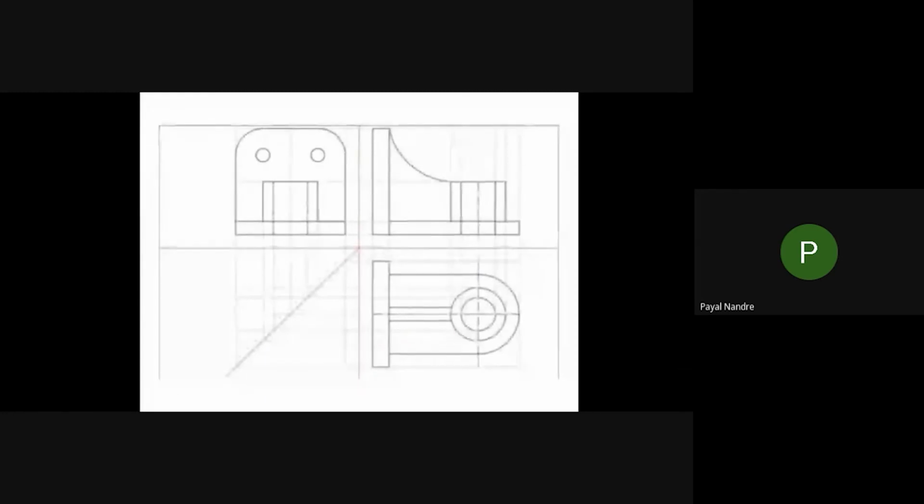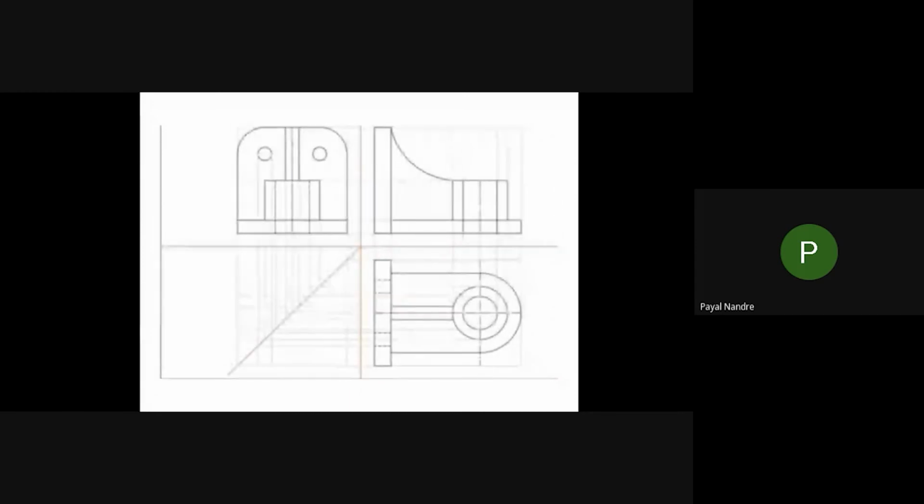As we can see, the object has two holes, one on either side of the rib. So we will draw those with a diameter of 10 millimeter each. Now we will draw the center line for the rib, and we will draw the rib. After that, we will represent all the center lines as well as the center line for the object.